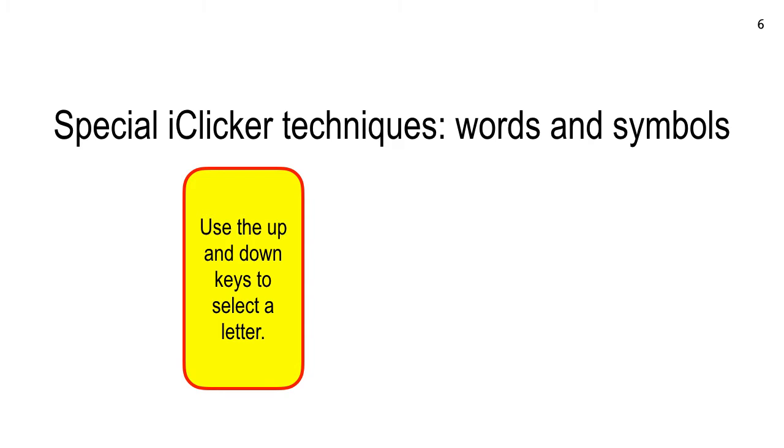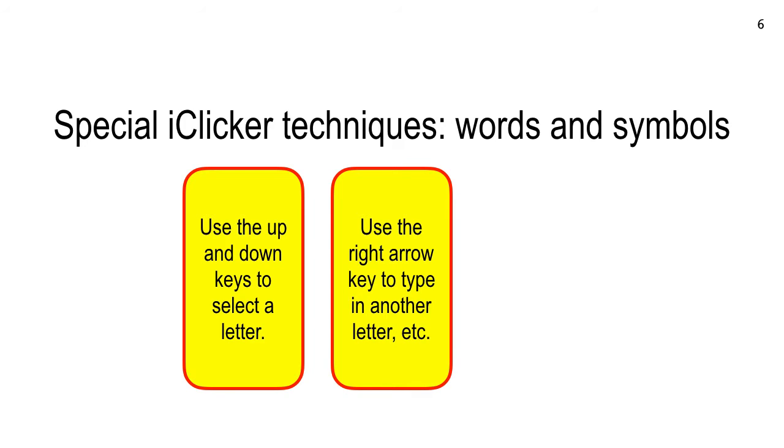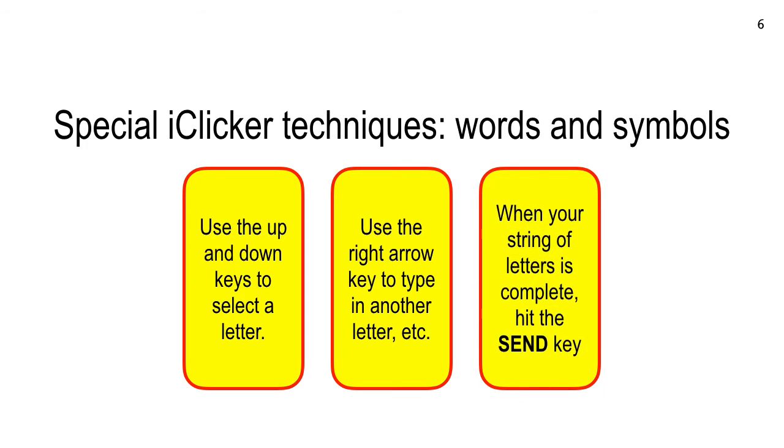All right, so you're going to be using up and down arrow keys to select a letter instead of a number like we did last time. And then you're going to use the right arrow key to move to the right and add in another letter. You're going to be typing in words and symbols and stuff. You can actually type in numbers if you want, but that's not part of the answer this time. And then when you're done with your string of letters, whatever it happens to be, you have to hit the send key, all right? And we're going to start it in just a second.